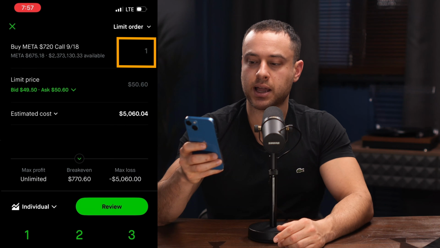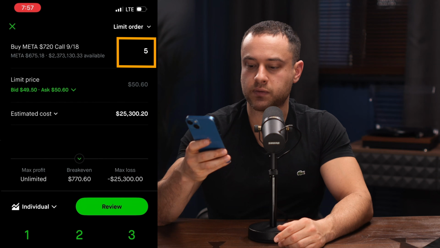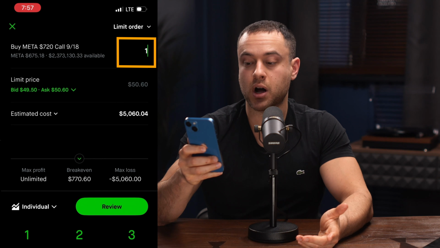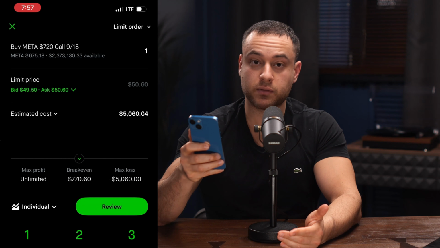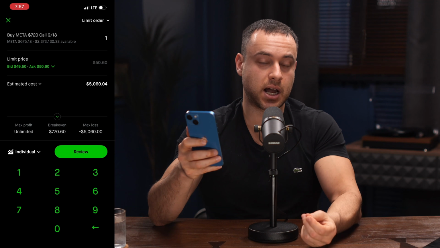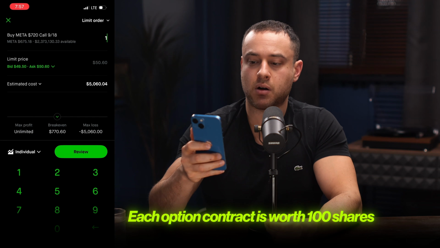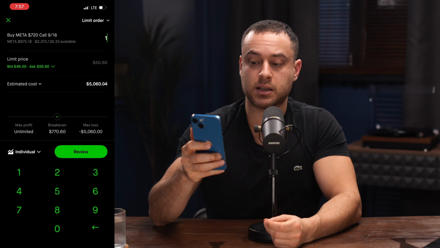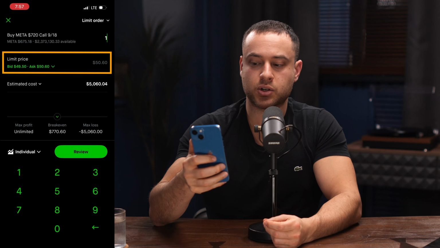Now you can see here I can enter the amount of contracts that I want. That is the top line here. So if I enter 5 here, that's 5. If I enter 1, that means 1 contract. Each one contract is 100 shares of effective control, because if you exercise an option, each contract is worth 100 shares. So if I buy this Meta call option here for 720 and expiration date of September 18th, then all I have to do from here is enter a limit price.